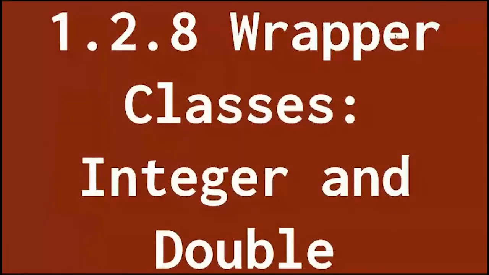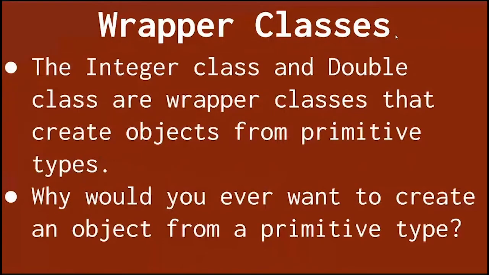So wrapper classes. Now these are intentionally, well, I shouldn't even say that because I don't even know how I wrote it. But the Integer class and Double class, as you can see, they're intentionally capitalized on this. So it is meant to happen that way. So Integer and Double are wrapper classes that create objects from primitive types.